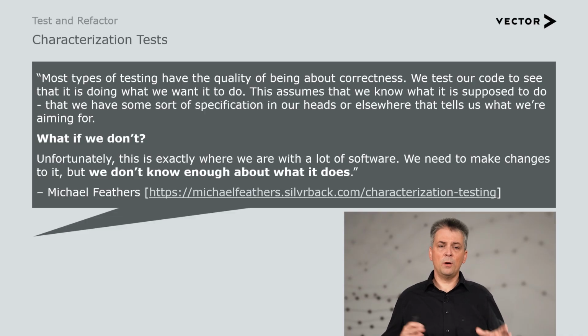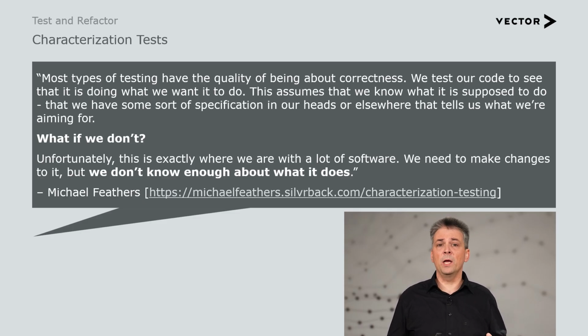And the first topic that we have to talk about when dealing with the legacy code and then creating test cases is the topic of characterization tests. And again, I will quote Michael Feathers, and he says, most types of testing have the quality of being about correctness. We test our code to see that it is doing what we want it to do. This assumes that we know what it is supposed to do, that we have some sort of specification in our heads or elsewhere that tells us what we are aiming for. But what if we don't?